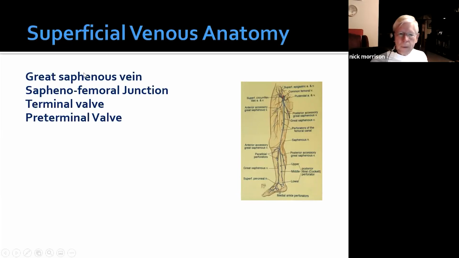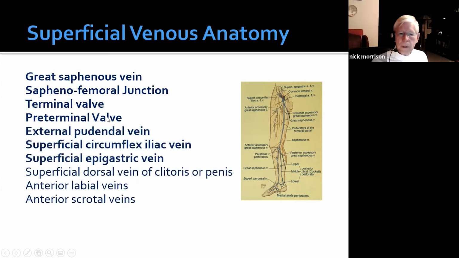So from above downward, the great saphenous vein up to the saphenofemoral junction, there's a pre-terminal and a terminal valve. Some of the tributaries include the external pudendal, the superficial circumflex iliac, and the superficial epigastric. That superficial epigastric is important, we think, to preserve flow through the proximal great saphenous vein after an endovenous ablation procedure. There's some controversy about that, because some Europeans are now ablating all the way to the saphenofemoral junction and not preserving that flow through the superficial epigastric, and they're claiming good results.